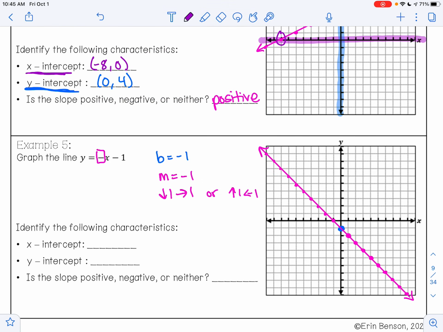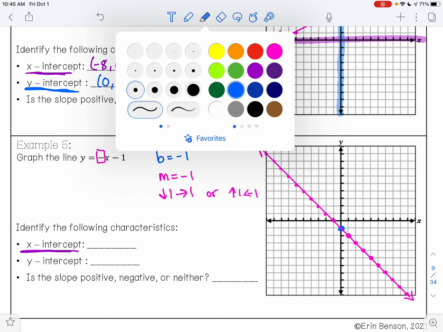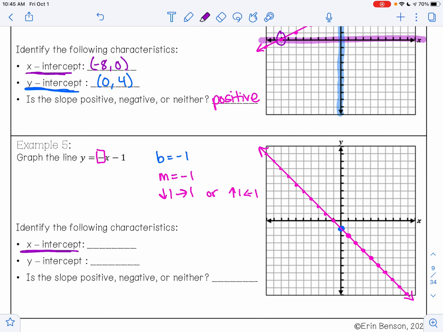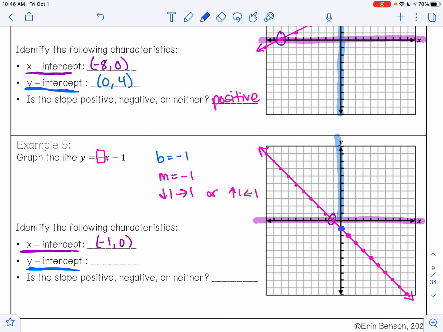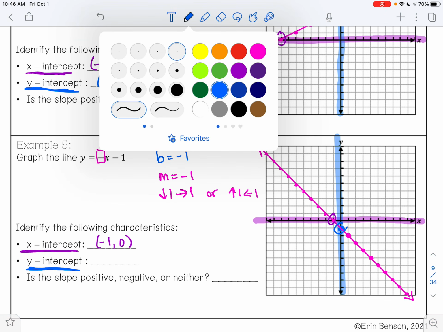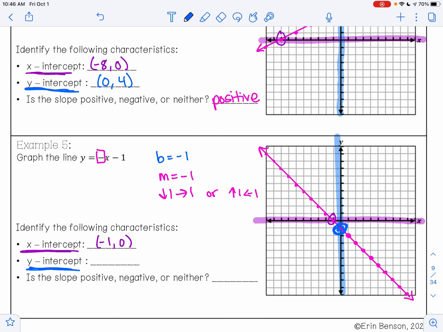Next, we want to find the x-intercept. The x-intercept is where our pink line crosses our x-axis. Well, that is happening at this point right here. This is the point -1, 0. Next, they are asking us to find the y-intercept. The y-intercept is where our pink line crosses our y-axis. Well, we found that y-intercept earlier, right here. That is at the point 0, -1.